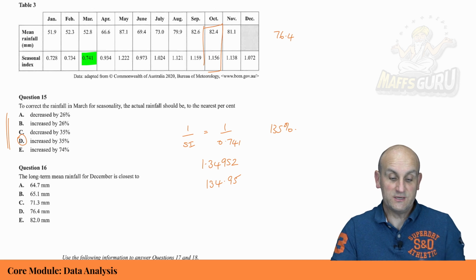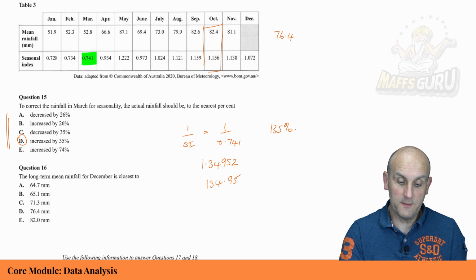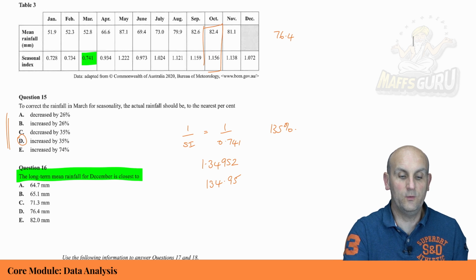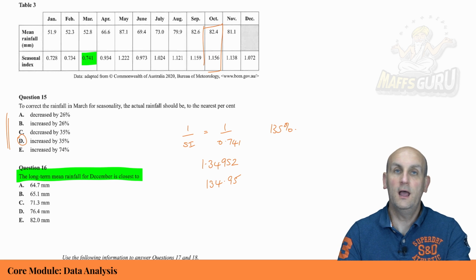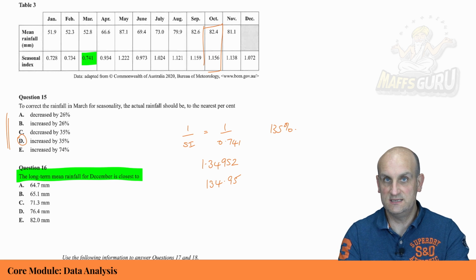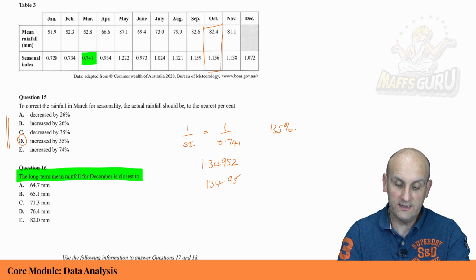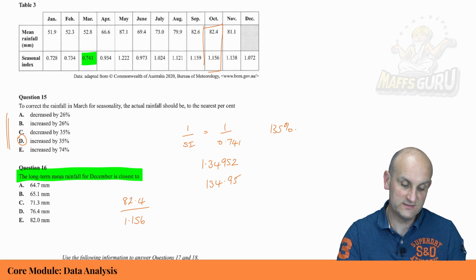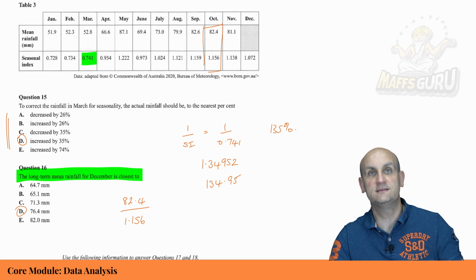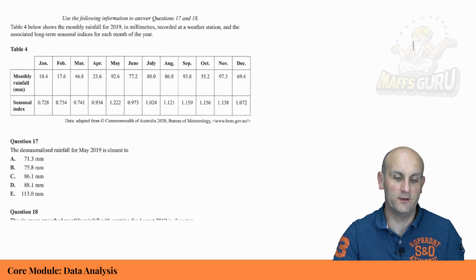And moving on to the next question, it wants us to look at the long-term mean rainfall for December. Well, we know that we have to work out the mean, he said, having written it on here already, to allow us to find the seasonal indices. So we just have to backtrack it, and I'm going to use October. And all I did was decide to do 82.4 divided by 1.156, which gave me the value, as I say, of 76.4 milliliters. These are all formulas that should be in your summary book.